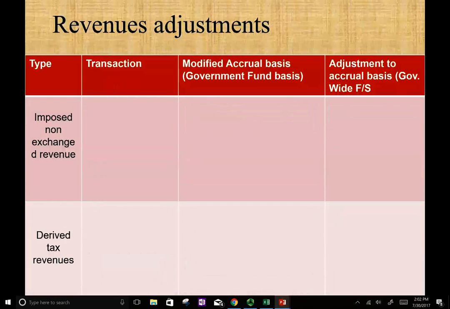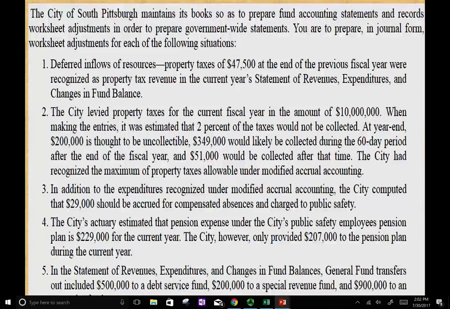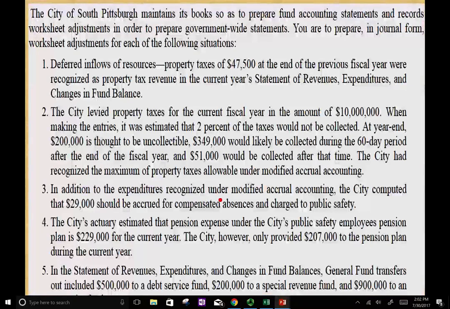Let's go back to the example that we have on hand. Transaction 3. In addition to the expenditure recognized under the modified accrual, the city computed that $29,000 should be accrued for compensated absences and charged to public safety. So, what does that mean? It means we still have expenses that we need to record that were not recorded under the accrual basis, and we have $29,000 to record. Well, that's easy. We're going to debit an expense, credit a liability for that $29,000.